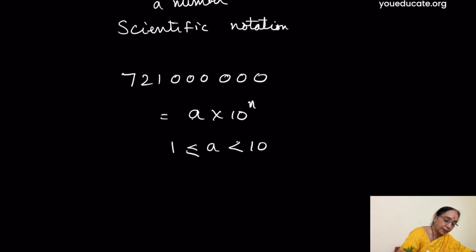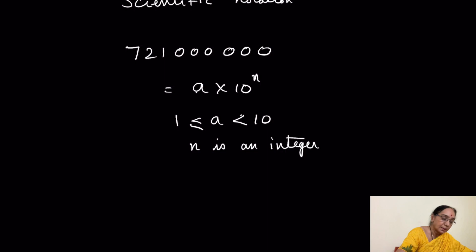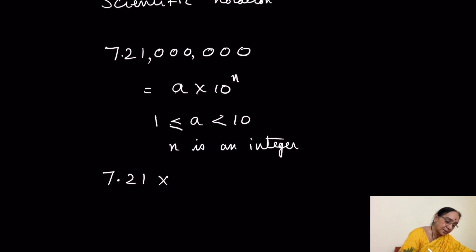And n is an integer. So keeping this in mind, let us see how to write 721 million in the standard form. I write it as 7.21 into, now if I place the dot here, how to account for the rest of the digits? I have to write it as 10 to the power of 1, 2, 3, 4, 5, 6, 7, 8. So when I multiply by 100 million, the point moves and you get the number 721 million. So 7.21 into 10 to the power of 8.